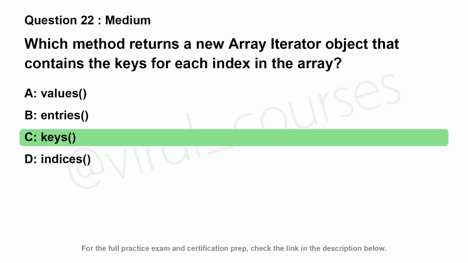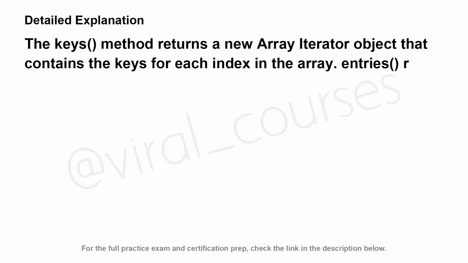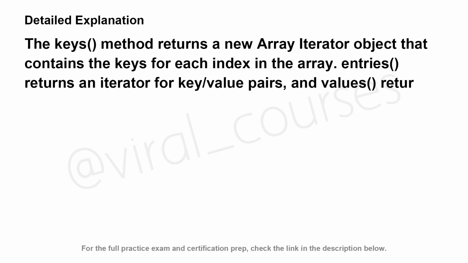The correct answer is C. The keys method returns a new array iterator object that contains the keys for each index in the array. Entries returns an iterator for key-value pairs. And values returns an iterator for the values.